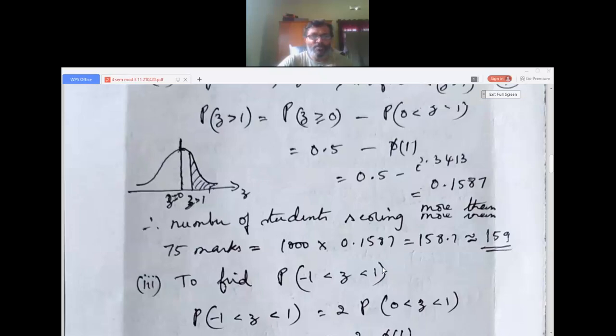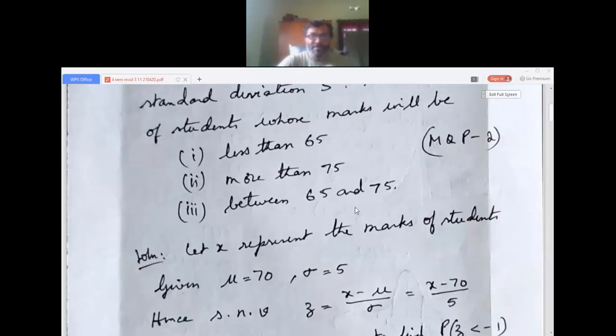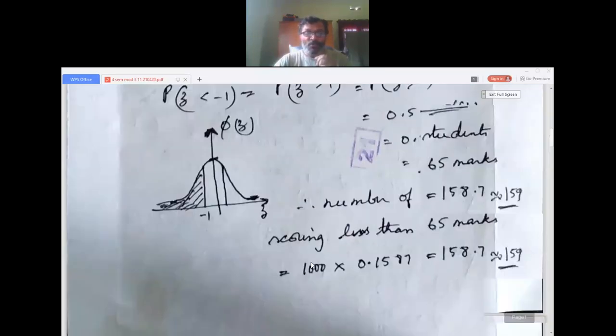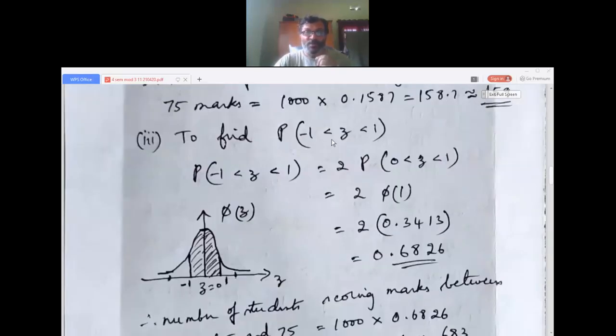Now the third sub question is in between 65 and 75. In between 65 and 75 means, when it is 65, we already calculated z is minus 1. When it is 75, z is 1. So the third sub question is P of minus 1 less than z less than 1, z in between minus 1 and plus 1.